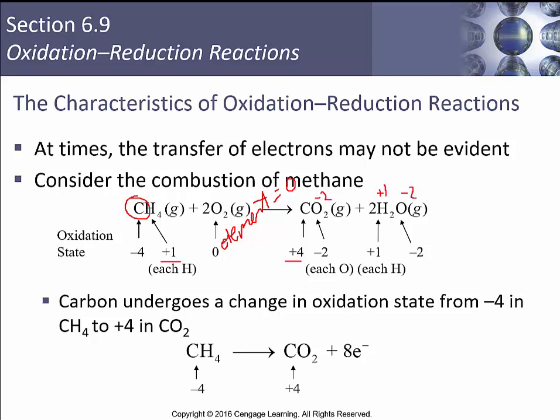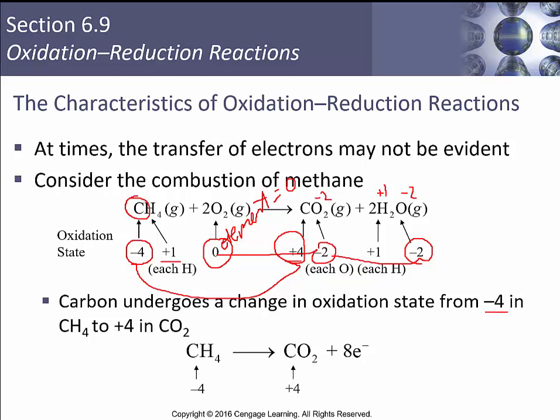So my hydrogens are going to stay the same. No electrons got transferred around on our hydrogens, but my carbon has gone from an oxidation state of minus 4 to plus 4. And my oxygens have gone from 0 to minus 2. So my oxygens have changed oxidation state, and my carbons have changed oxidation state. Carbon undergoes a change in oxidation state from minus 4 to plus 4.